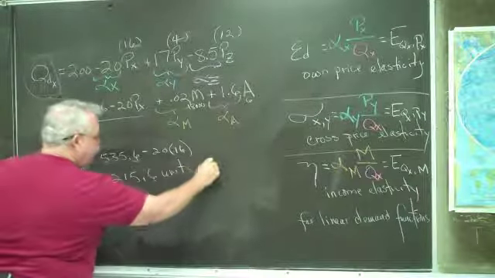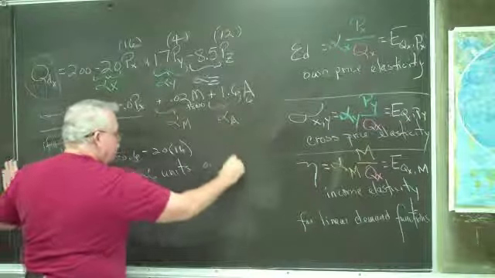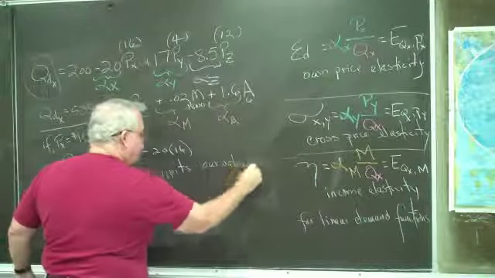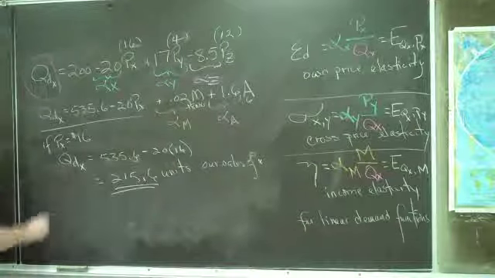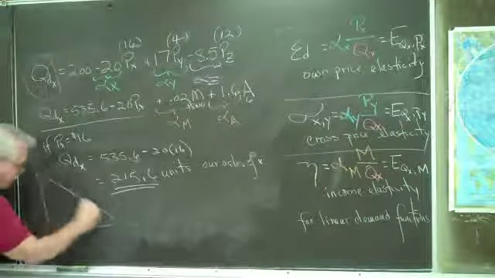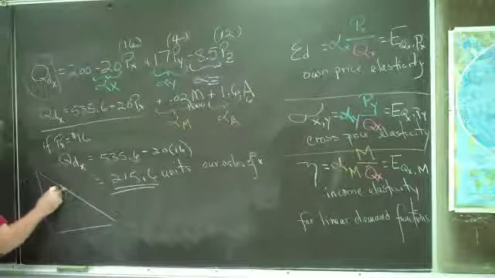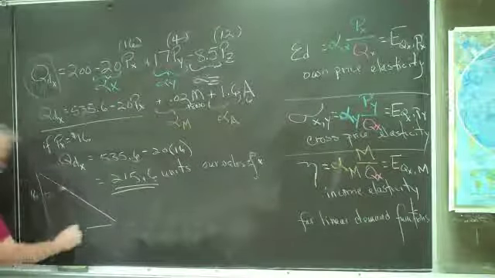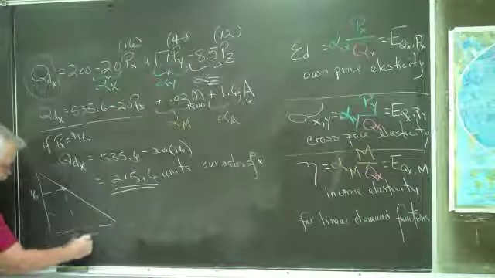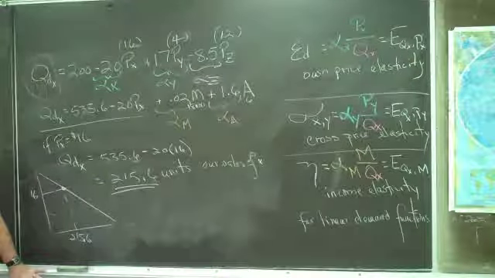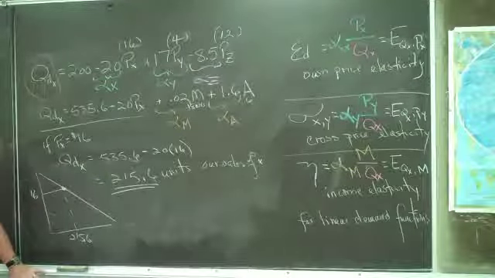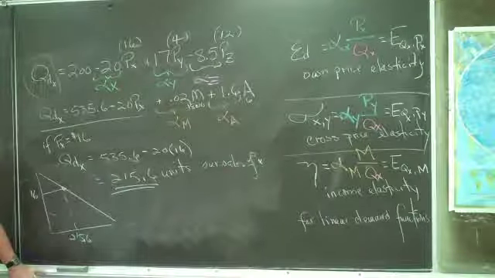Our sales of good X. So if we were looking at a demand curve, we'd say, well, at that price of $16, our sales are 215.6 units. Everybody okay with me up to that point? Mm-hmm. Not real rocket science.